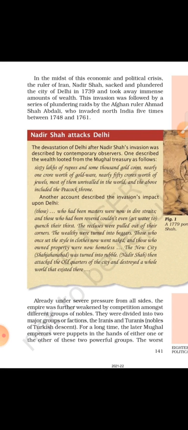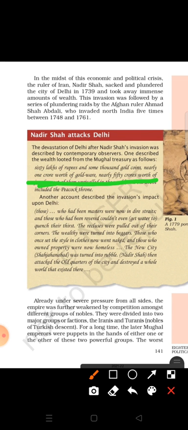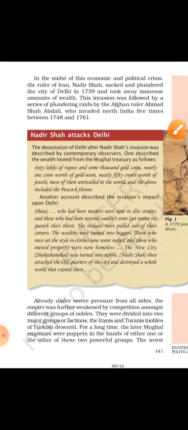So the devastation of Delhi after the Nadir Shah invasion was described by contemporary observers, who noted the wealth looted from the Mughal treasury as follows. How badly they looted, we can say. 60 lakh rupees and some thousands of gold coins, nearly 1 crore worth of gold ware. Listen carefully. Nearly 50 crore worth of jewels, most of them unrivaled in the world, and the above included the peacock throne. Plus the peacock throne, very famous.